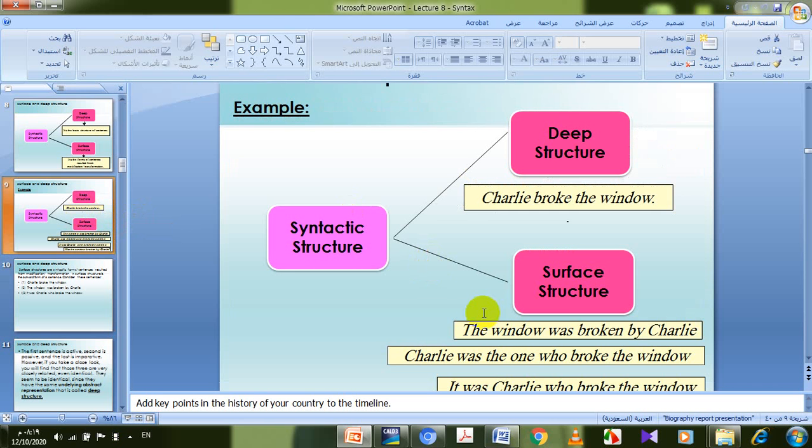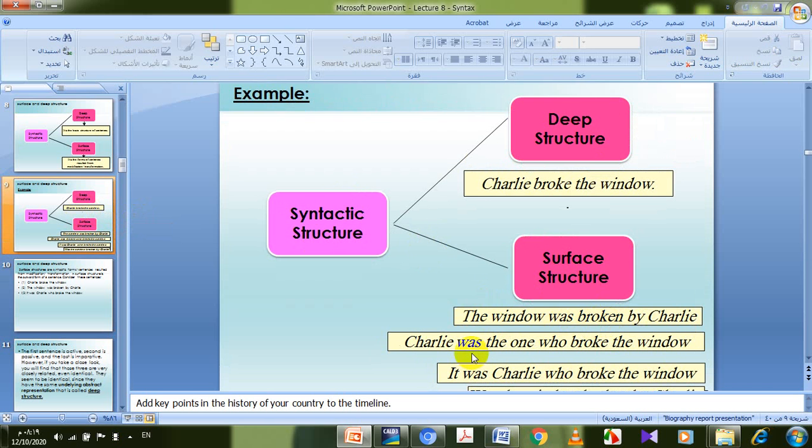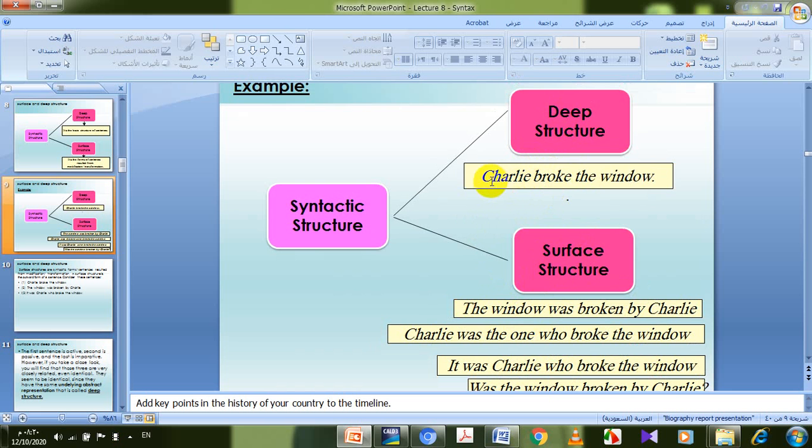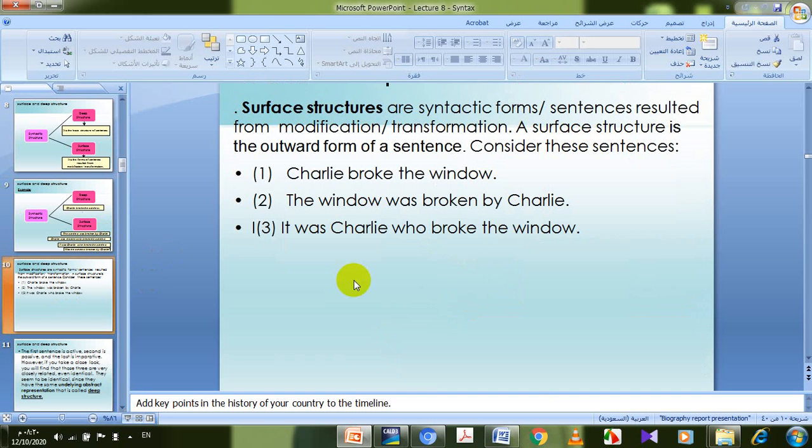Like this sentence: The window was broken by Charlie. Charlie was the one who broke the window. It was Charlie who broke the window. Was the window broken by Charlie? Charlie didn't break the window, okay? Wasn't Charlie the one who broke the window, and many other sentences. These are all called surface structures that are originally transformed from the same deep structure. Charlie broke the window. This is a deep structure.